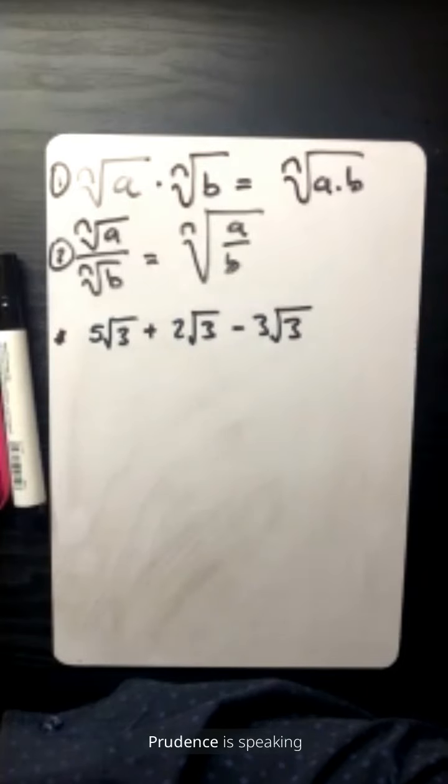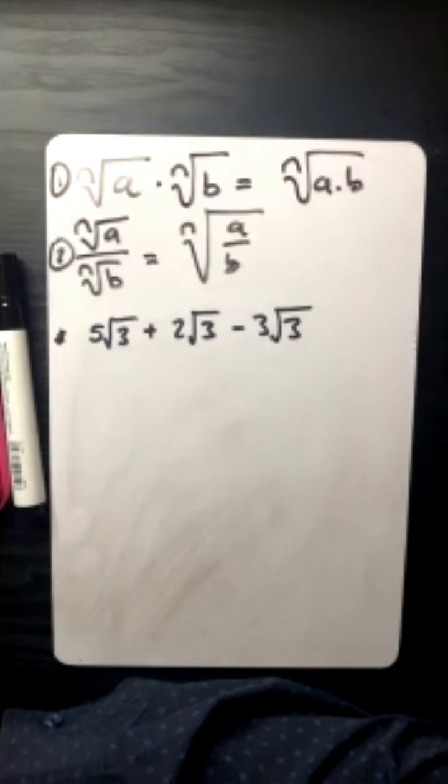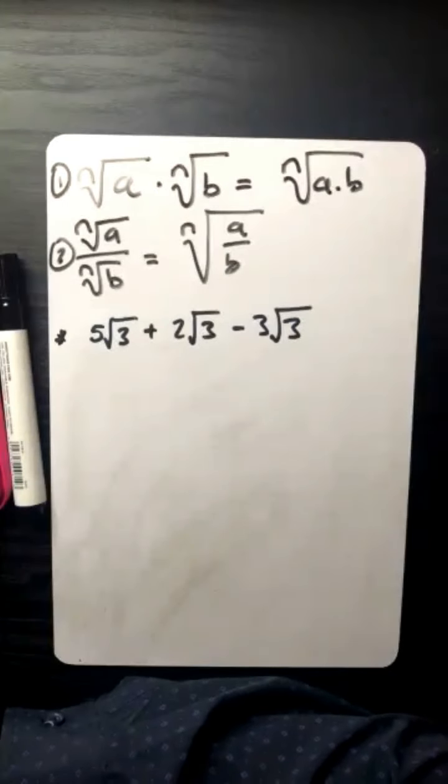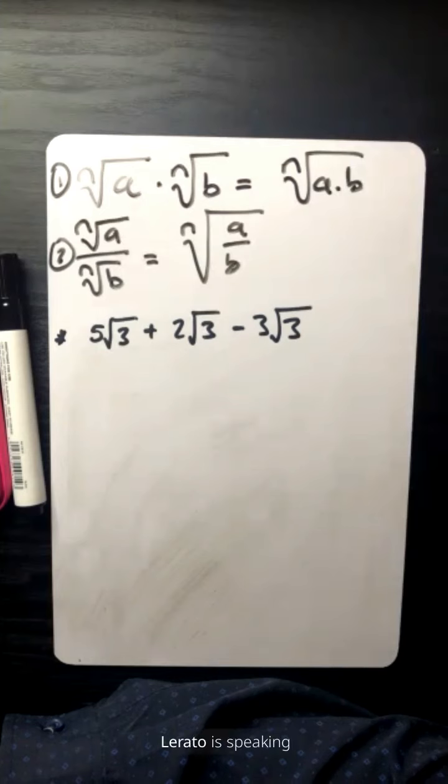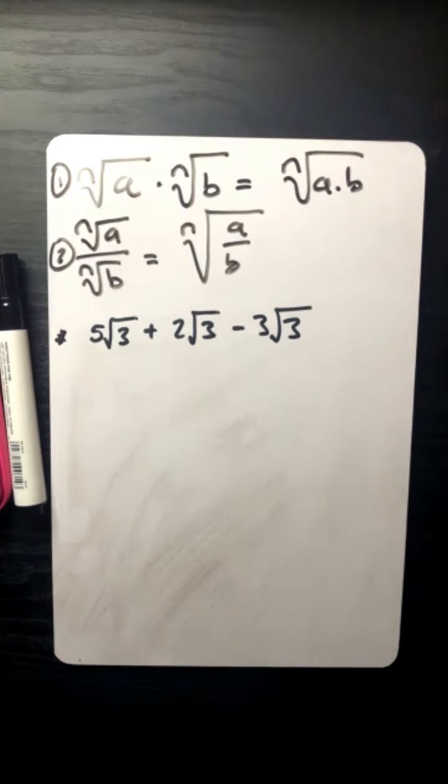Who else wanted to give it a try? Because the square roots are the same, under the square roots you've got the same value, so we're going to say 5 plus 2 minus 3, then square root of 3. Another one who wanted to give it a try?